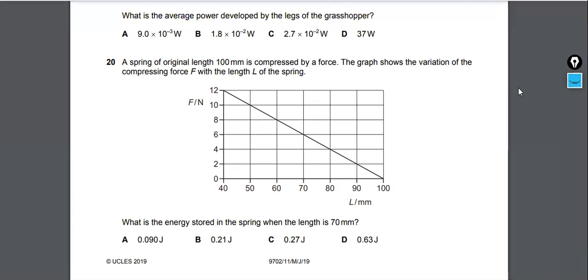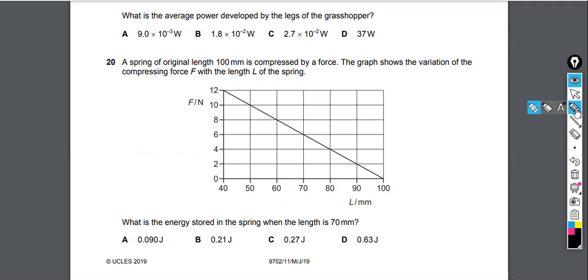In this work example question, we'll be going over a paper 1 question. It comes from the 2019 administration, the summer administration of ACE Physics paper 11. This is question number 20. It deals with Hooke's law. The learning objective: describe the behavior of springs and use Hooke's law.